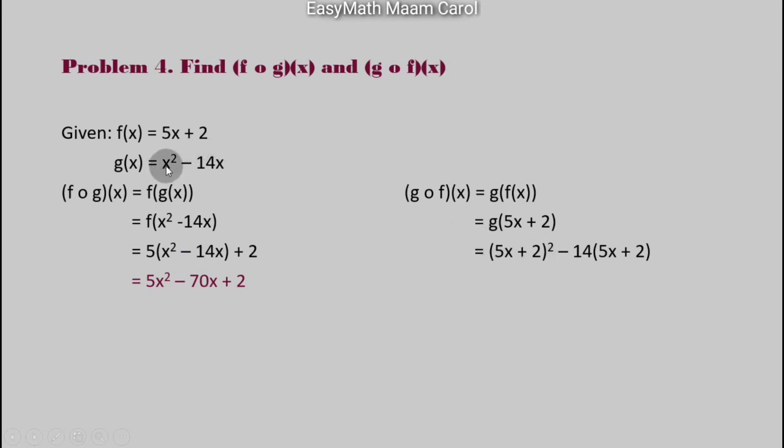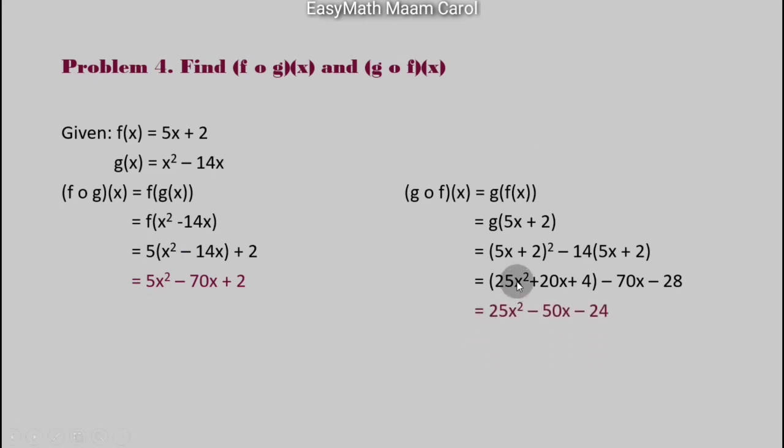Tingnan mabuti. So, instead of x squared siya, naging 5x plus 2 quantity squared, minus 14, instead na x lang, naging 14 times 5x plus 2. Ngayon, ang susunod natin gawin is expand na natin yung mga expression. Pag minultiply natin yan, we have 25x squared plus 20x plus 4. And then when we distribute this, we have negative 70x at saka negative 28. So, aalisin lang natin yung parentheses, okay? Para ma-combine natin yung mga like terms.